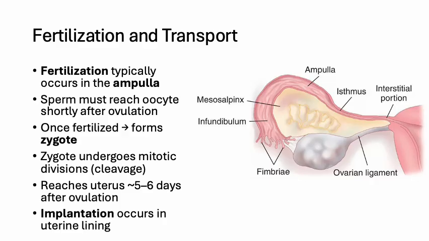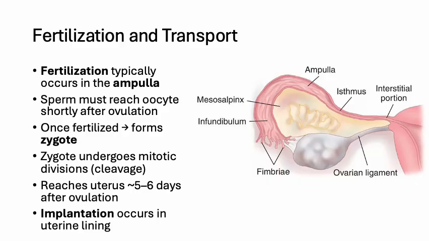Fertilization usually takes place in the ampulla within 24 hours after ovulation. Sperm must reach the oocyte during this brief window, and once one successfully penetrates, the oocyte completes meiosis II, forming a zygote. The zygote then begins a series of rapid mitotic divisions, which is the process called cleavage, as it continues its journey towards the uterus.